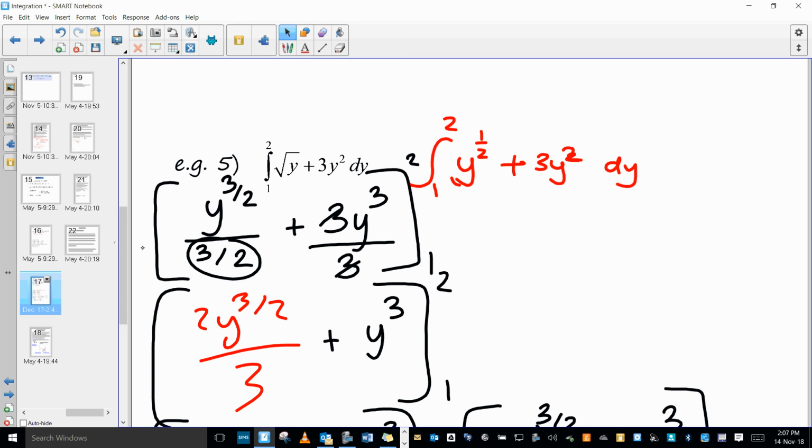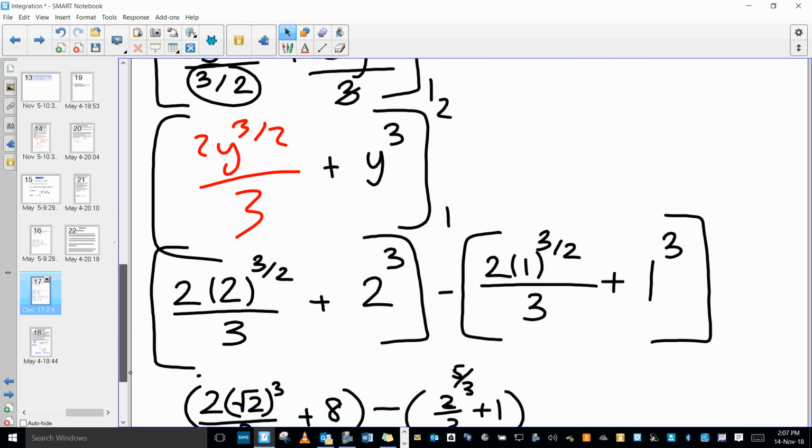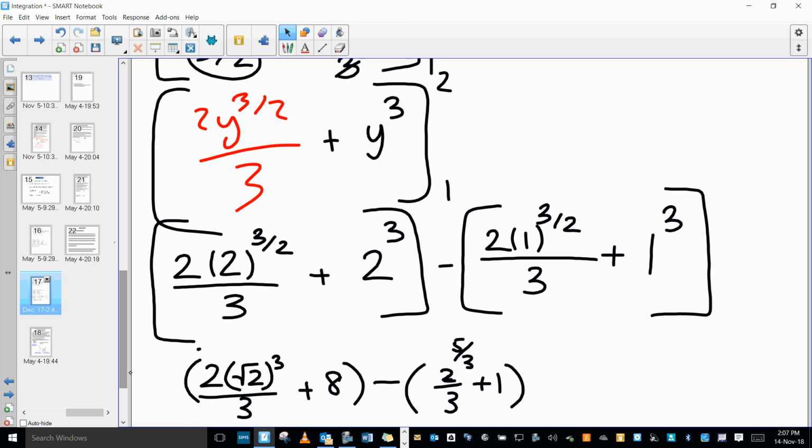So, let me show you that process. Can you have your calculators out so you know which buttons to press?